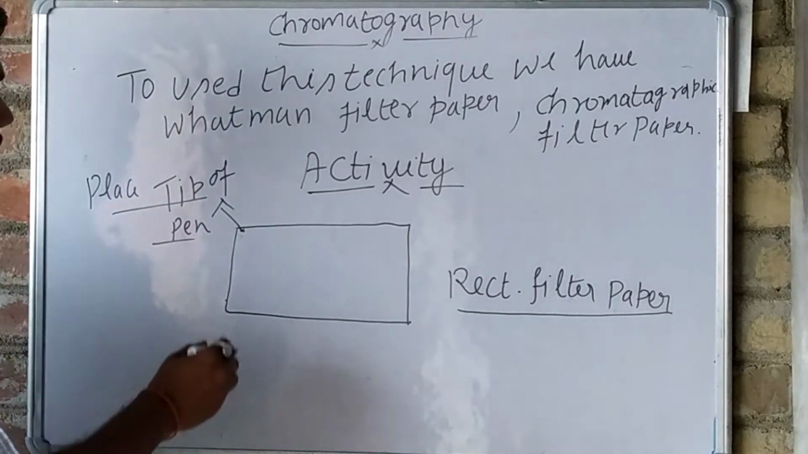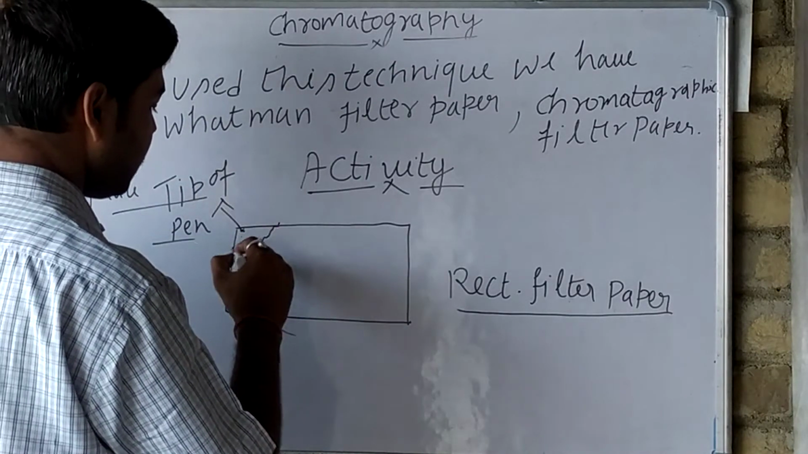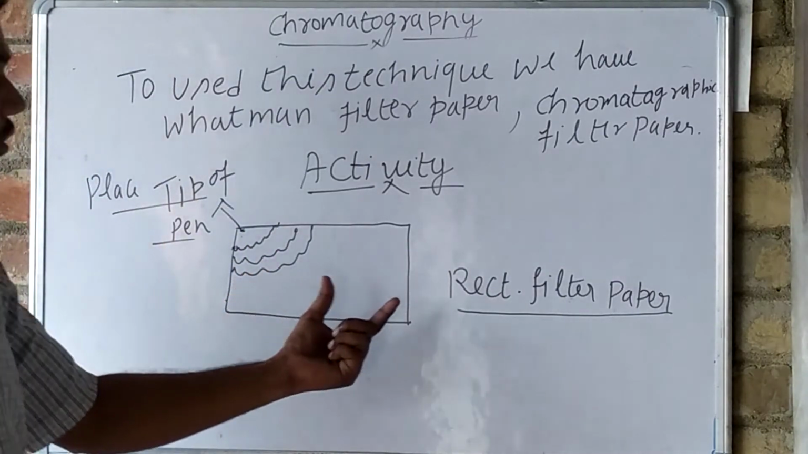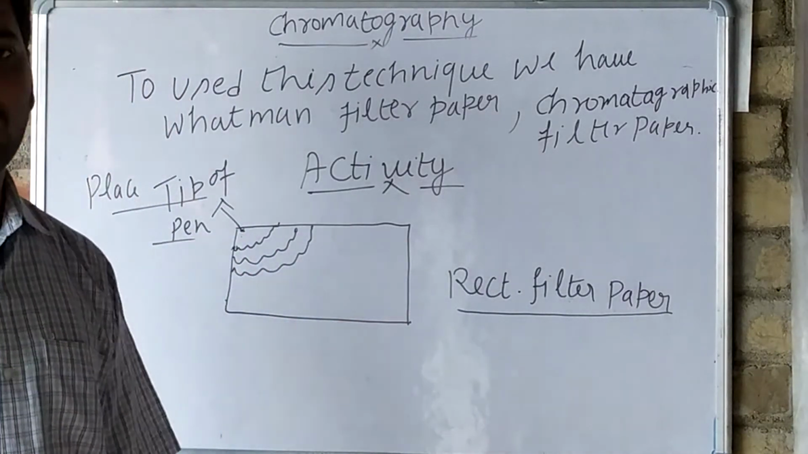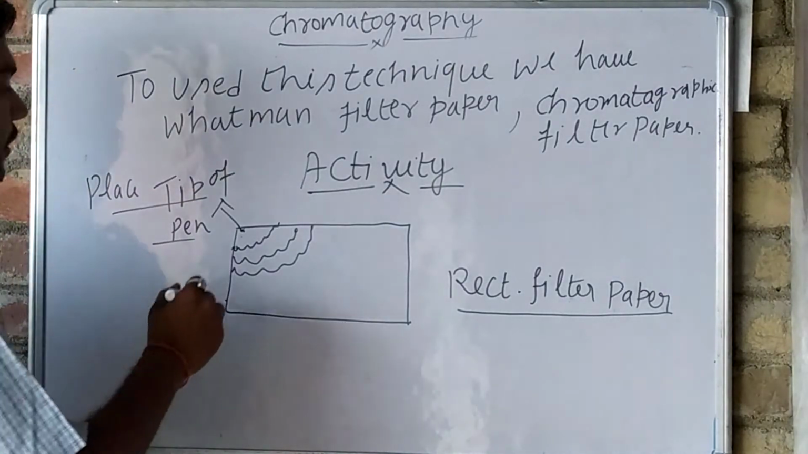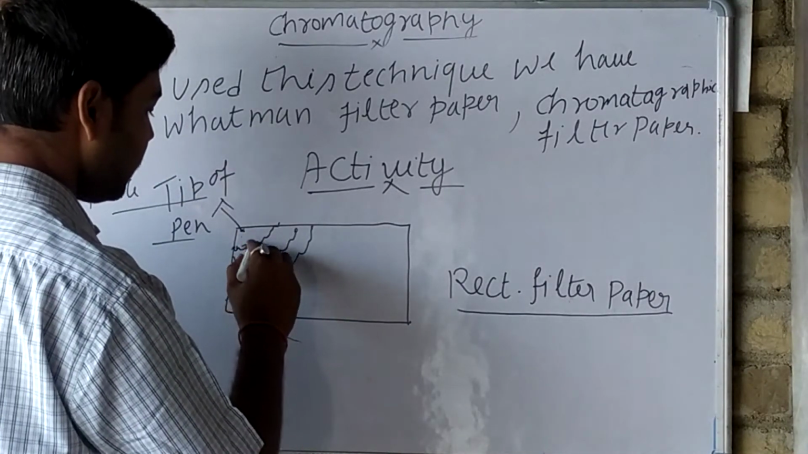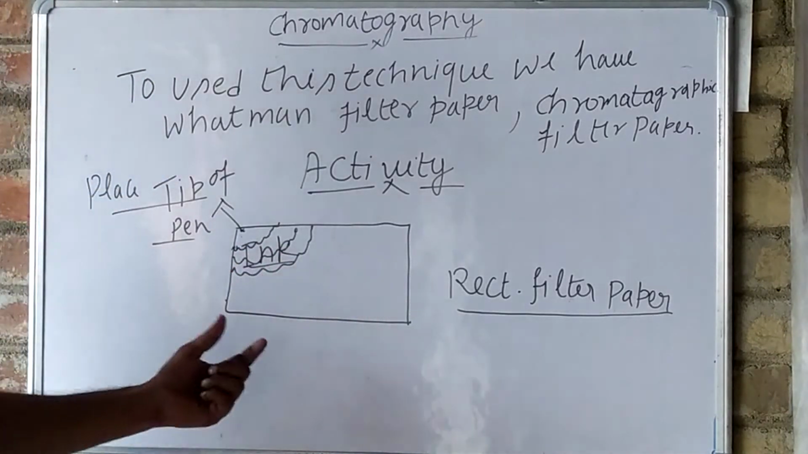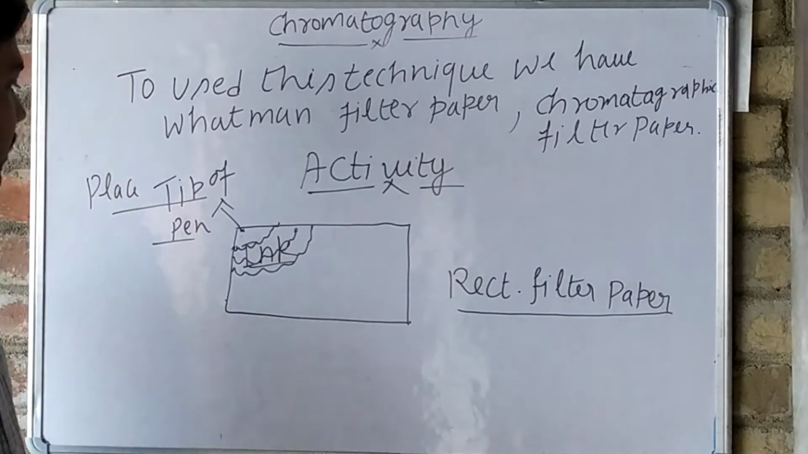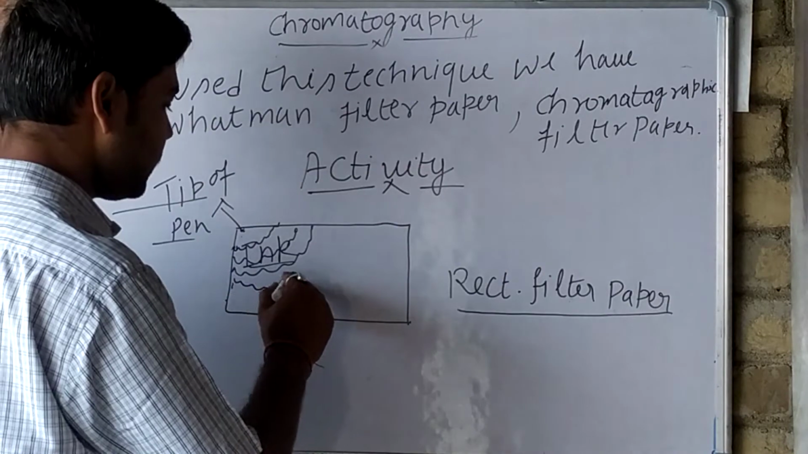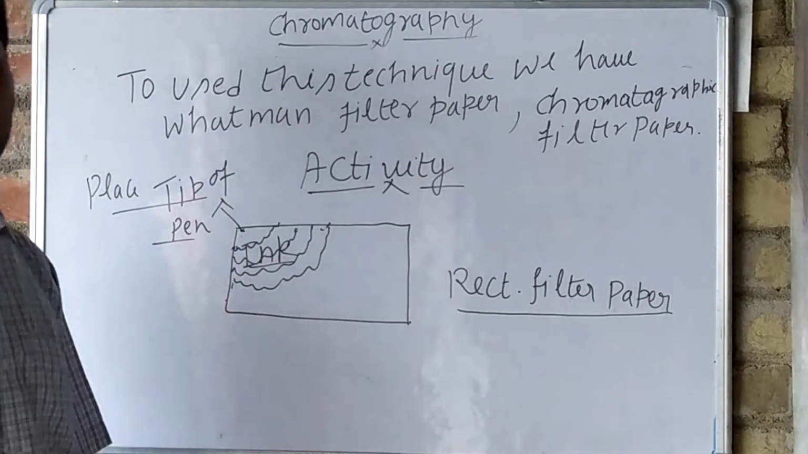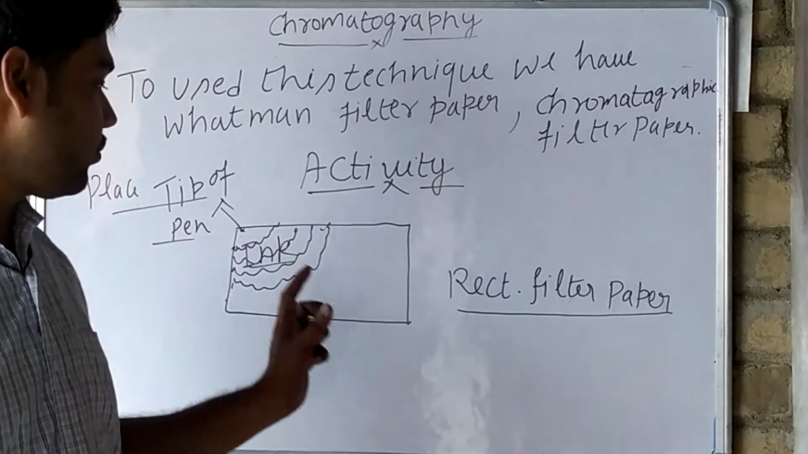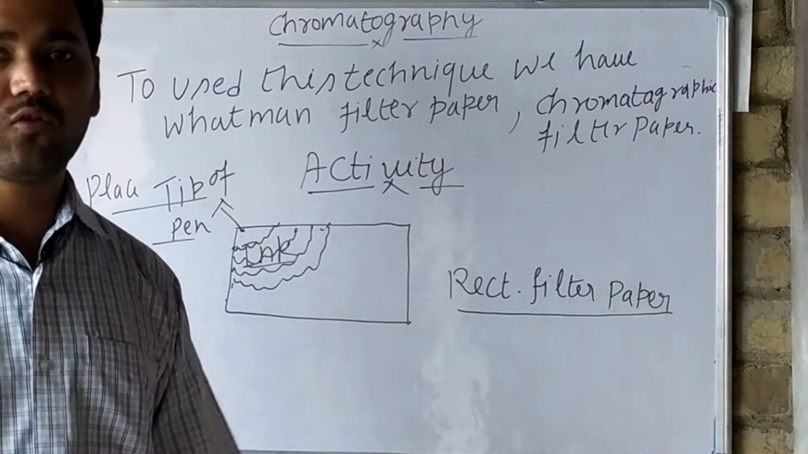What will we see? Because of the adsorbent nature of the filter paper, the ink will start adsorbing over here. It will cover almost this much of the paper. Now we can see that the ink is adsorbed on the rectangular filter paper.